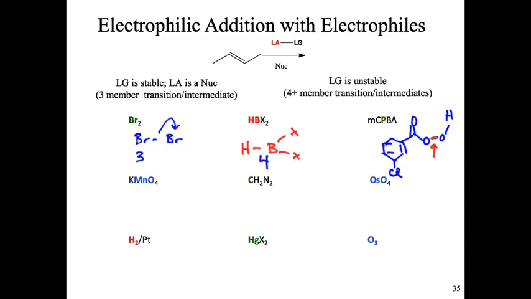Okay, what happens? Does that look like a good leaving group? Yes. Why? Because it's big and there's a lot of resonance. Resonance. Good leaving group? 3-membered.